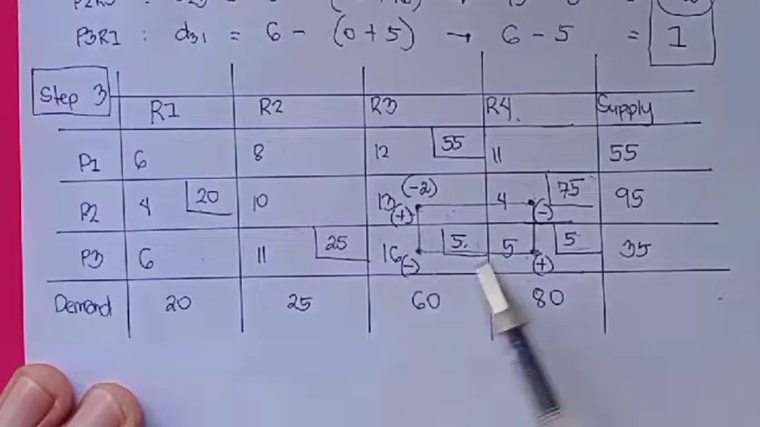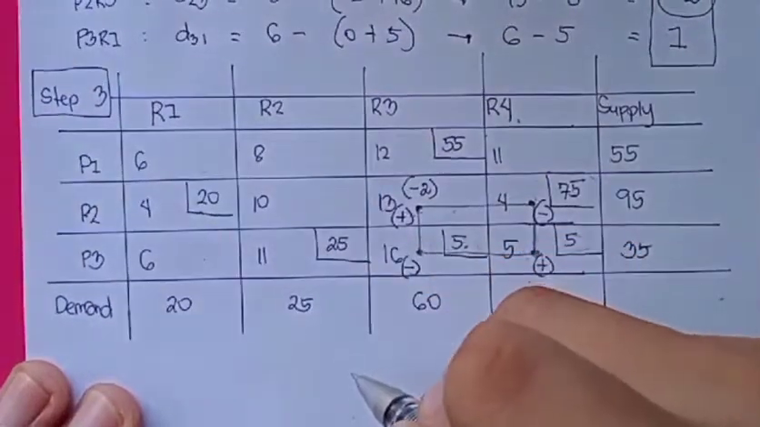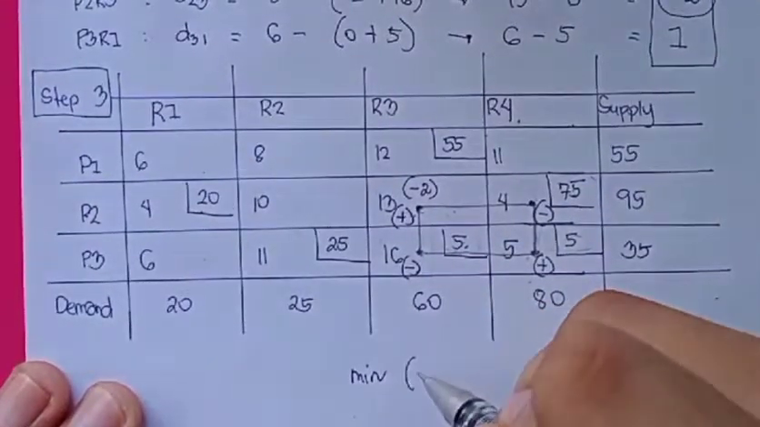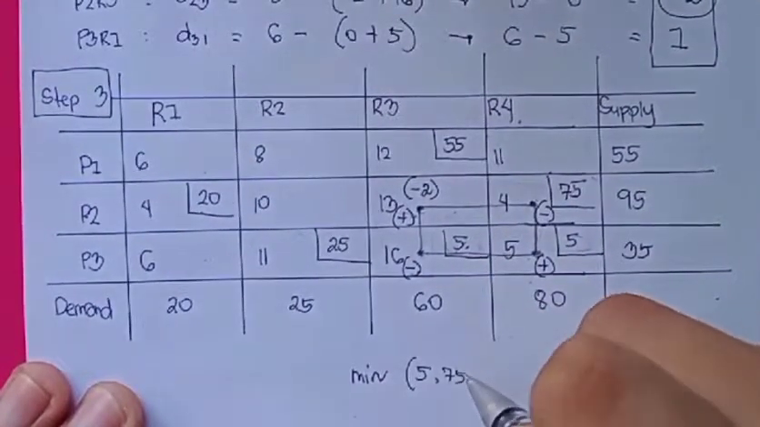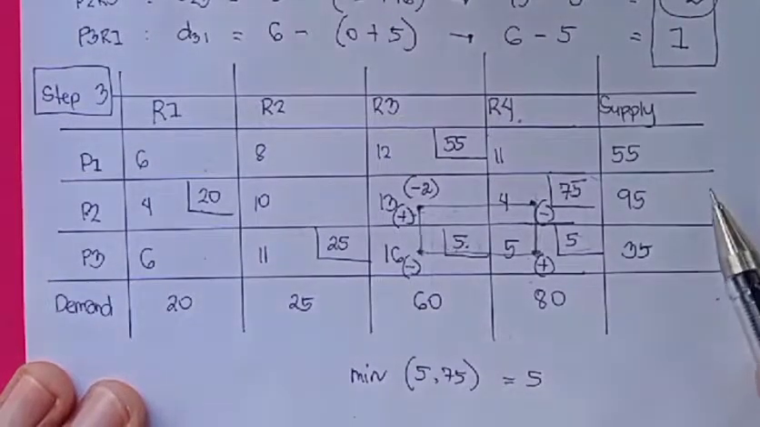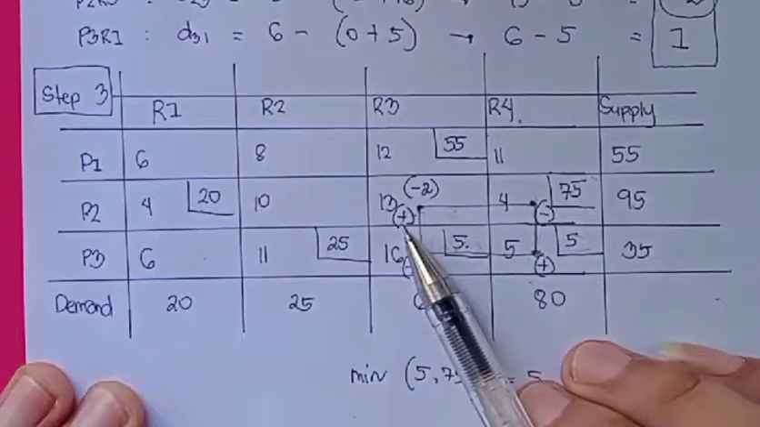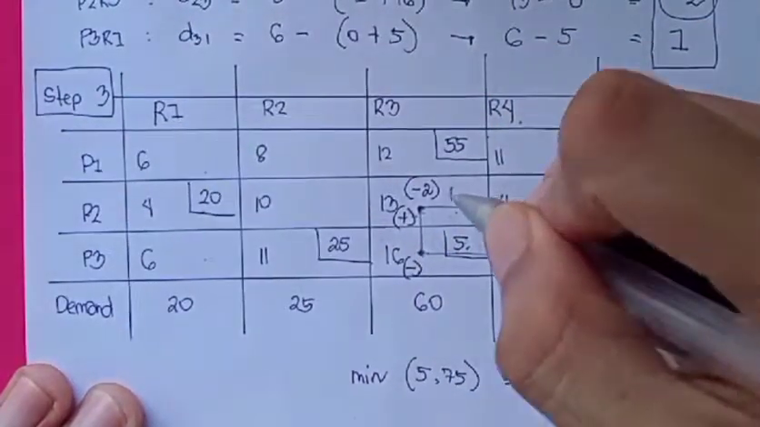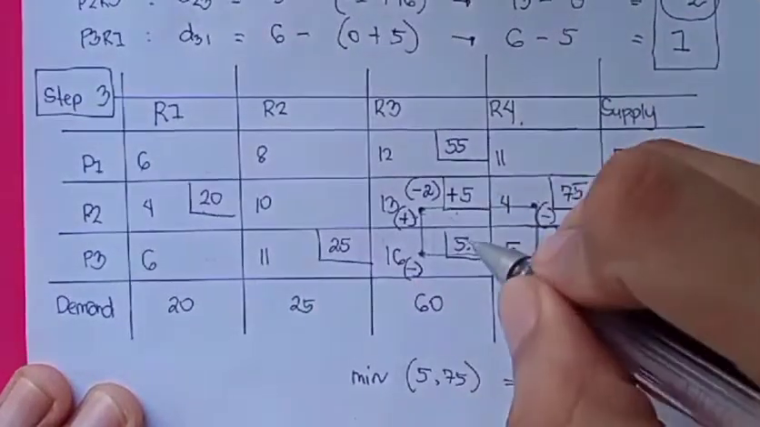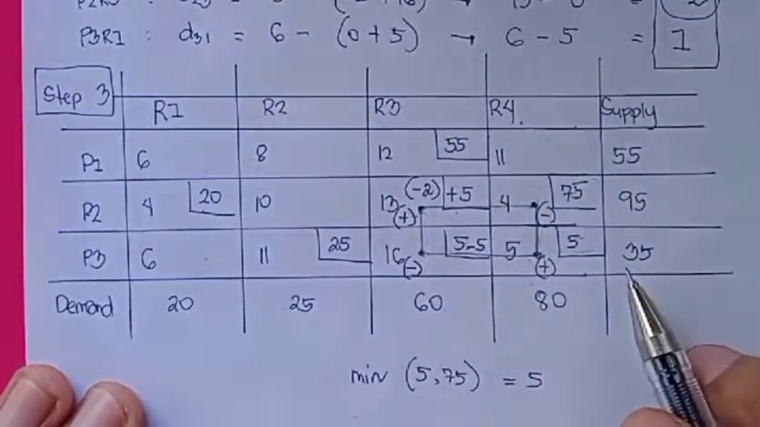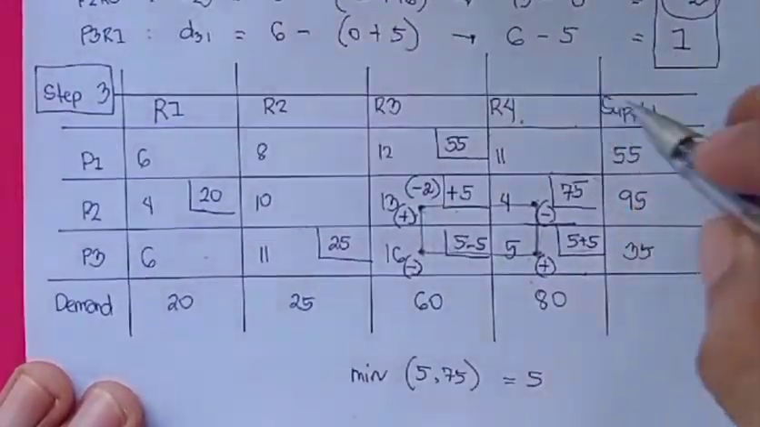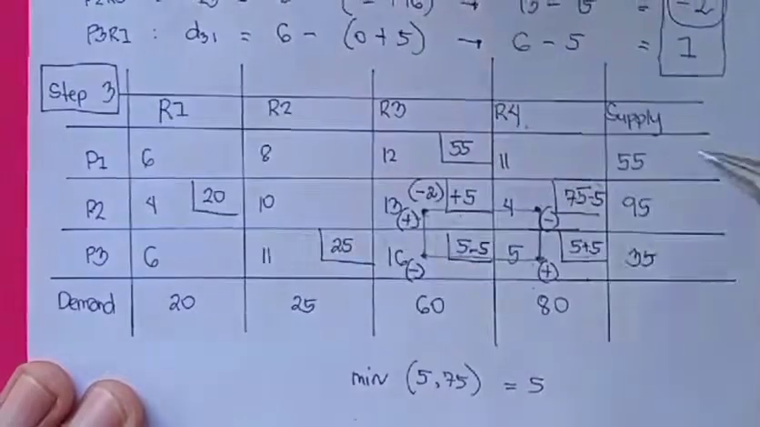Now focus on the negative sign. The minimum of 5 and 75 is 5. So we will use 5 for adjustment. We will add 5 here since it is a positive sign. It is a minus sign, so we will minus 5 here in this cell. We will add 5 here in this cell, and we will minus 5 here in this cell.